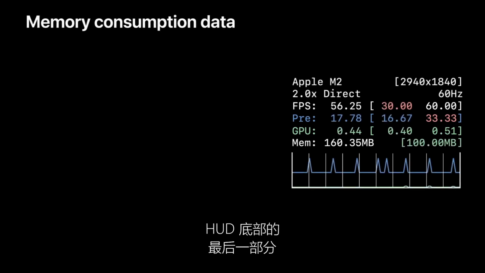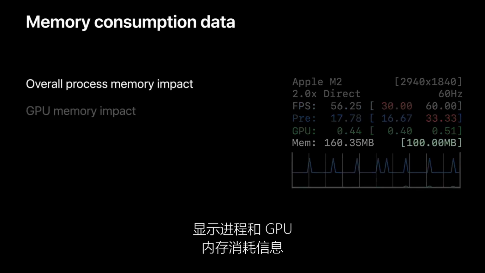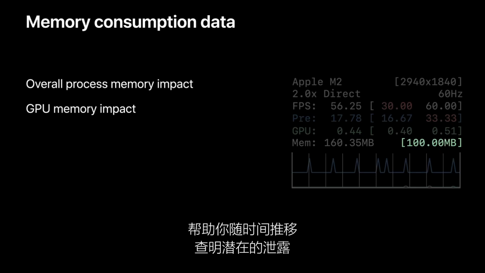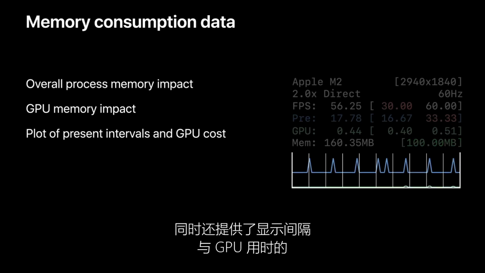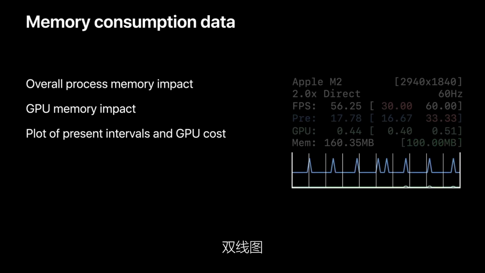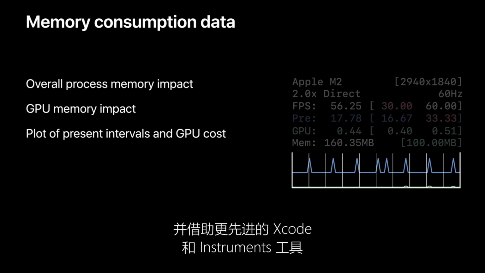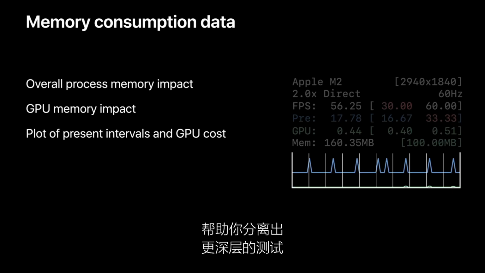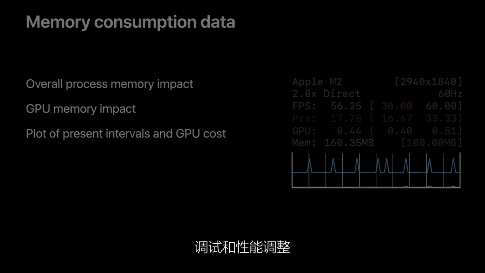The final section at the bottom of the HUD shows you process and GPU memory consumption information to help you spot potential leaks over time, and also a dual-line graph of the present intervals and GPU time spent. The purpose of this information is to help you and your testers spot transient frame drops which you might otherwise miss, and to help you isolate your deeper testing, debugging, and performance tuning using more advanced Xcode and Instruments tools.